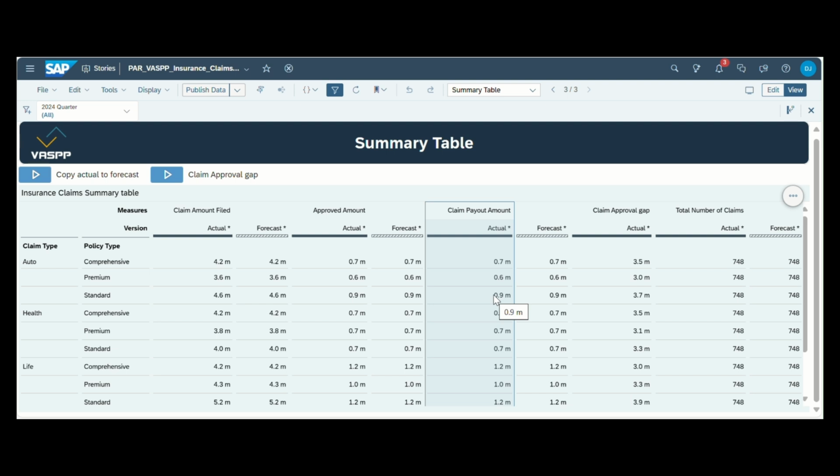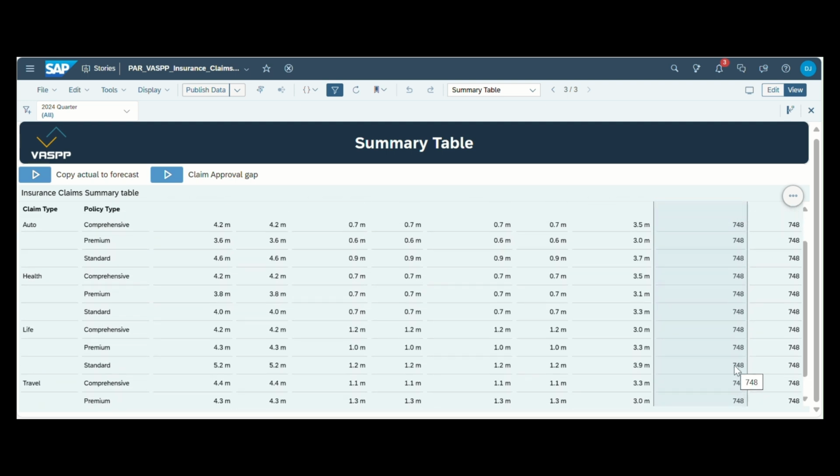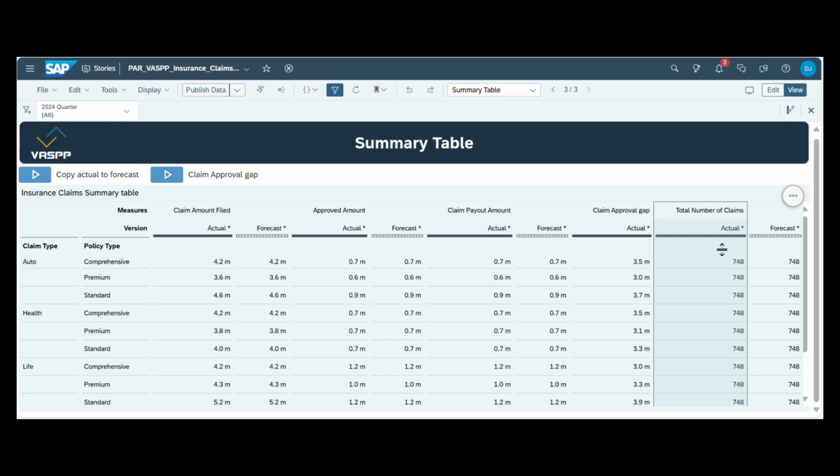The next key metric, total number of claims, is consistent across the board at 748. This uniformity is likely due to aggregation across versions or mock data. But what matters is that this column lets you correlate volume with value. If, say, Life Standard has the highest claim amount filed, 5.2 M, but the same count as Auto Premium, 3.6 M filed, then you know you're looking at higher value claims, not necessarily higher claim frequency.